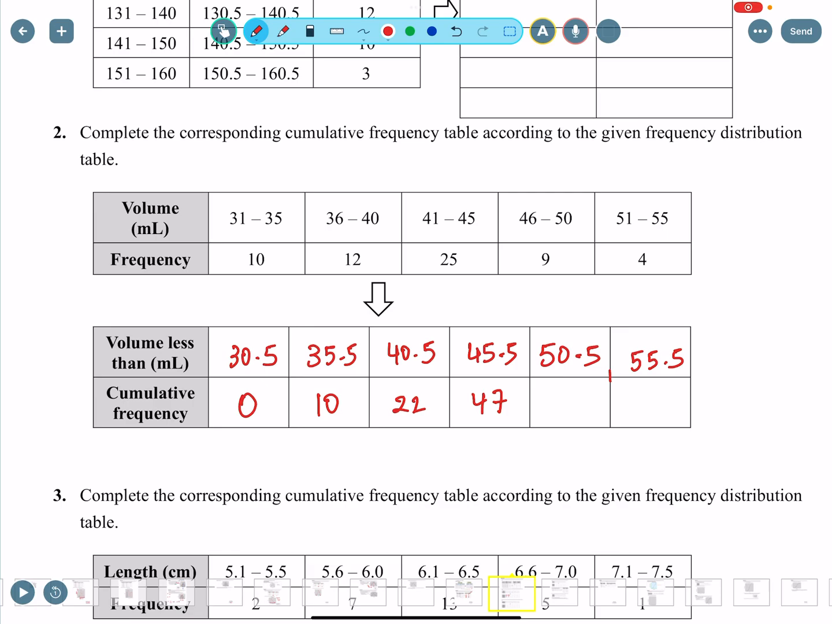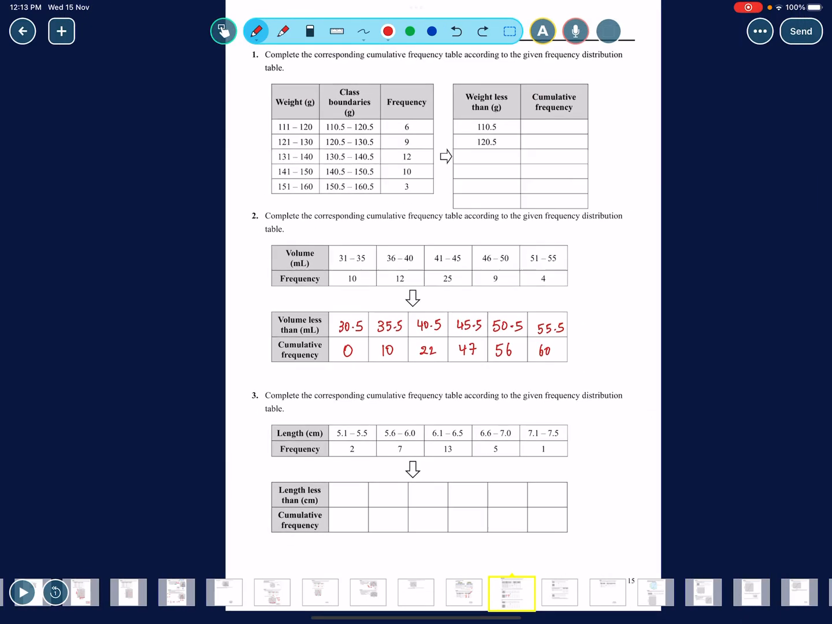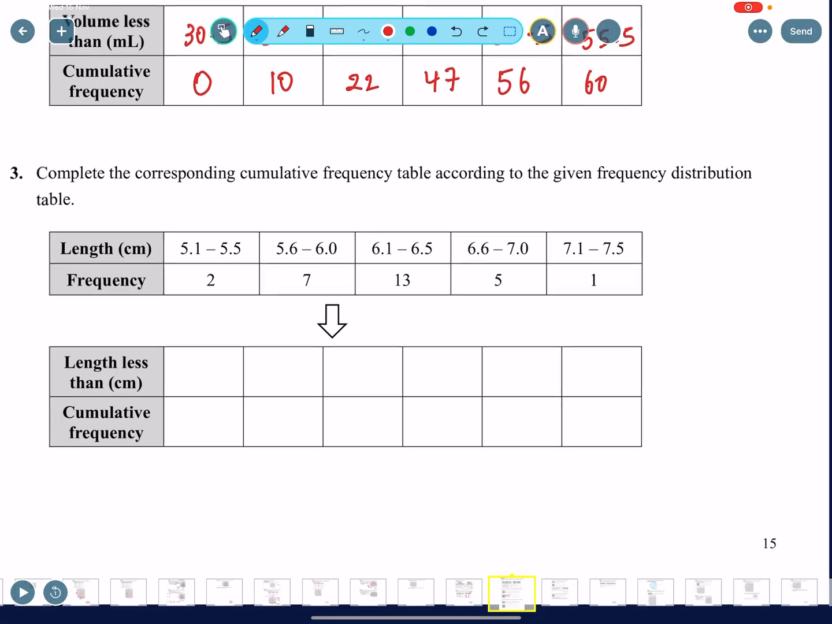$47 plus 9 will be 56. 56 plus 4 is 60. So 60 is a good number to end with. Usually you expect it to be 65 or 60. It doesn't usually end with like 31, 32. Usually. Sometimes they'll trick you though.